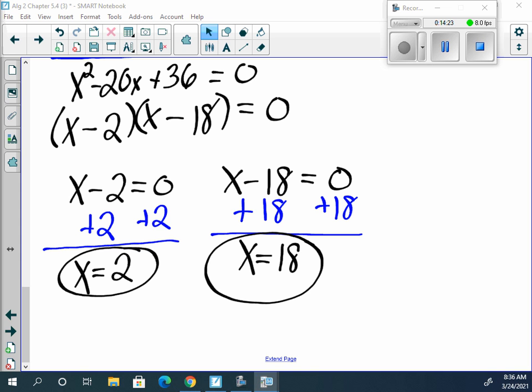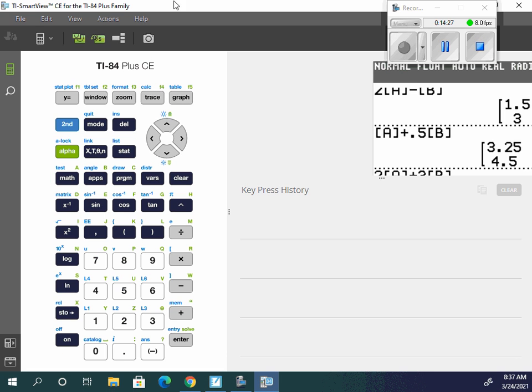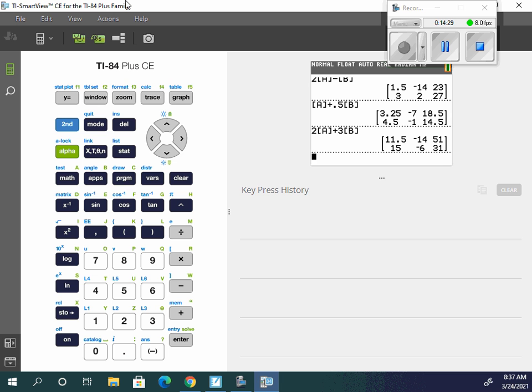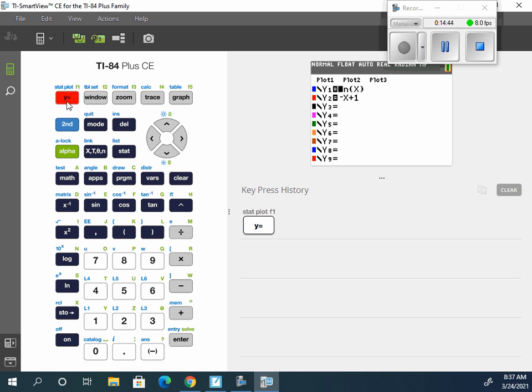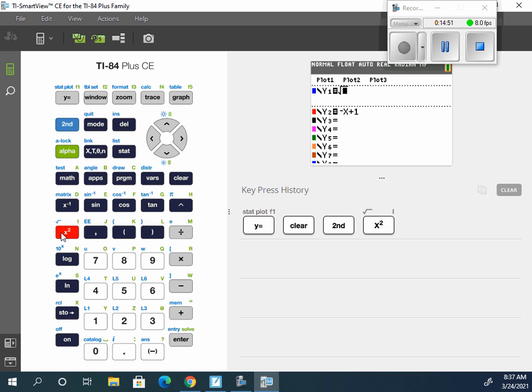Now, before we call this problem finished, let's go on and check our answers. Let's make sure we got the right answers. We can use the graphing calculator to do this. So what I'm going to do is grab the graphing calculator and put in square root of 2x.